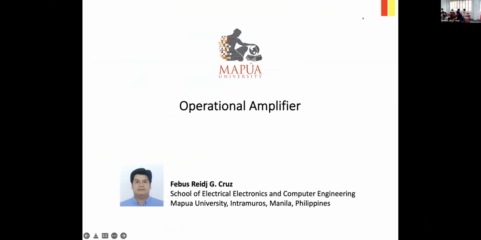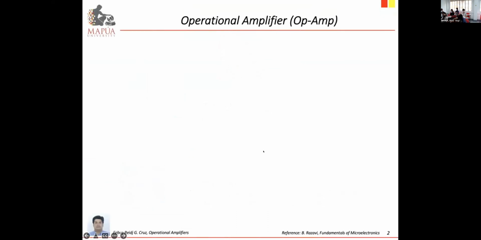Okay, we continue our discussion on operational amplifier. So operational amplifier or op-amp is an integrated circuit amplifier with two inputs. The input at the positive is the non-inverting, input at the negative is the inverting, and then you have your output voltage. So in this example, Vin1 will be the non-inverting input, Vin2 is the inverting, and we have the output voltage.